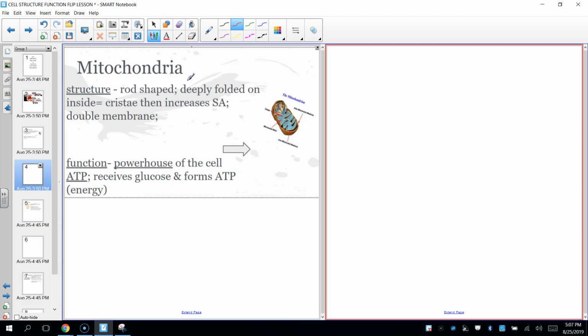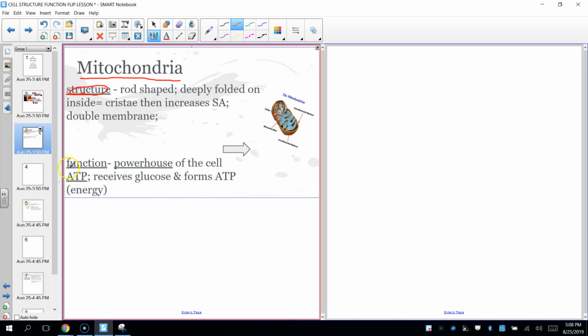Sometimes you'll refer to it as the powerhouse of the cell, and that's somewhat correct. The mitochondria is the place where the cellular energy is formed, okay? And that cellular energy is probably where the powerhouse term comes from. So the mitochondria is our next organelle. What we again have to know is the structure of it, like what does it look like, and we also need to know the function.